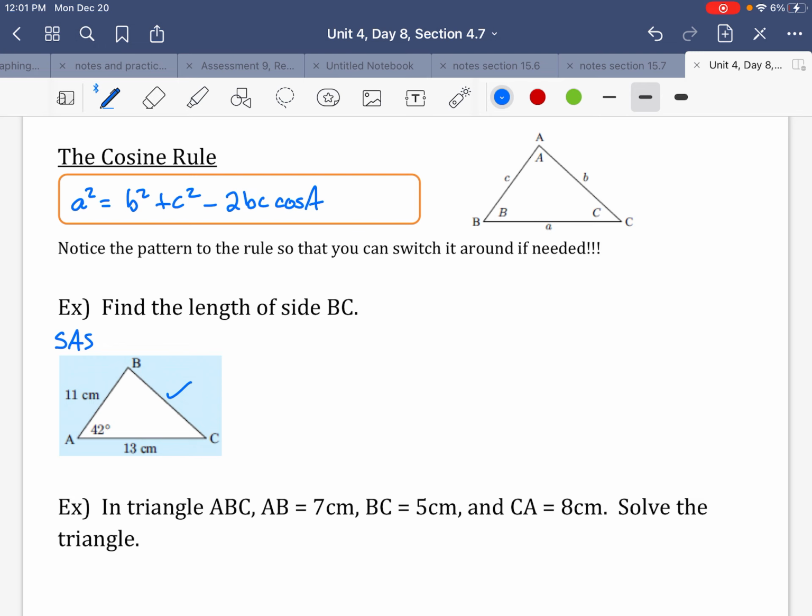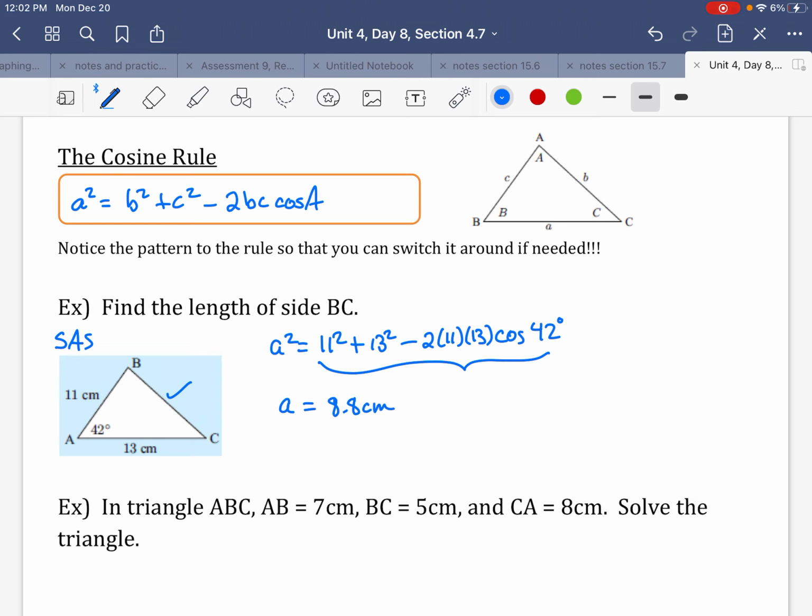So I'm going to call it little a. I need 11 squared plus 13 squared, doesn't matter the order, minus 2 times 11 times 13, cosine of angle 42. Make sure your calculator is in degrees. You're going to put this in, get an answer, and then take the square root of it because you're going to get a squared equals something, and then you want to solve for a. So a is the square root of all that stuff right there. It comes out to 8.8 centimeters.